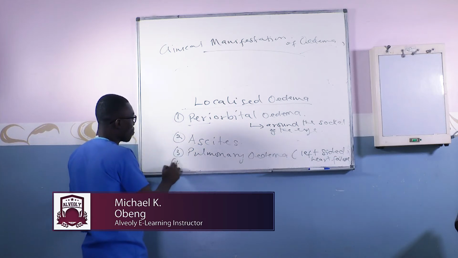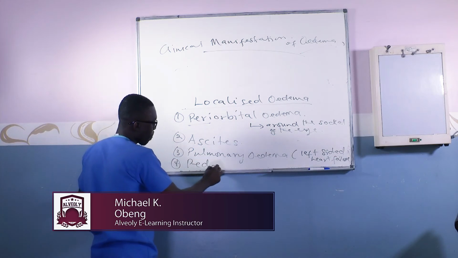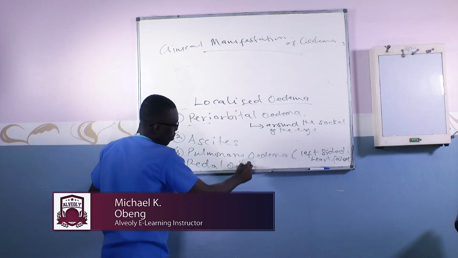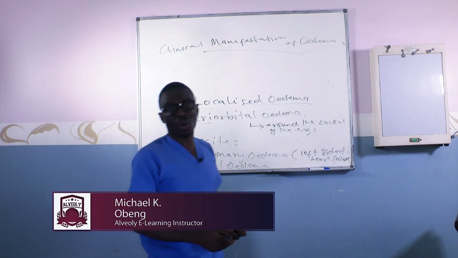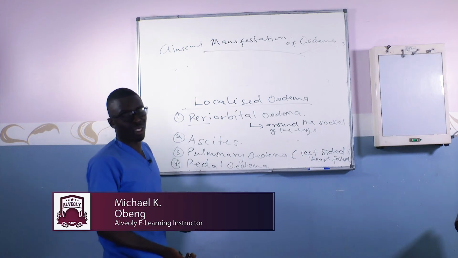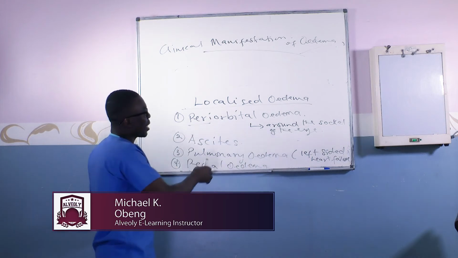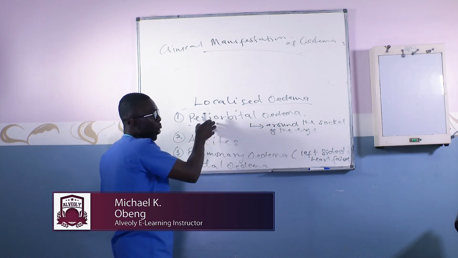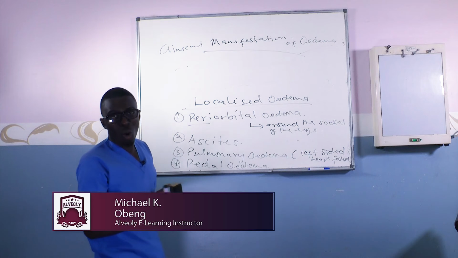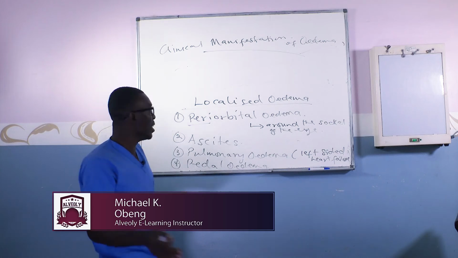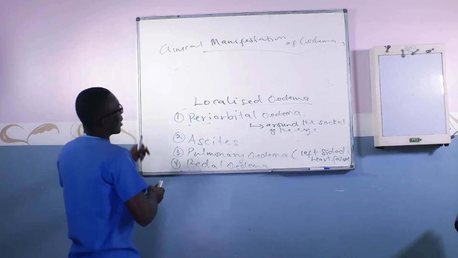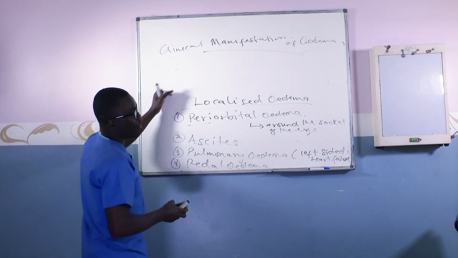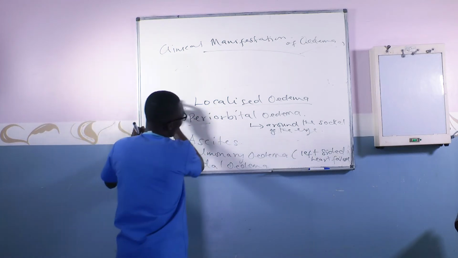Then we also have pedal edema, which is edema which occurs at the lower extremities or the pedal portion of the lower extremities. So basically, you realize that all these forms of edema are occurring at just one portion or one part of the body. Hence the name localized edema. Then let's look at the second form of edema presentation or manifestation.